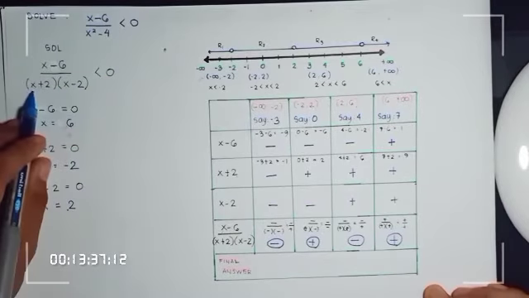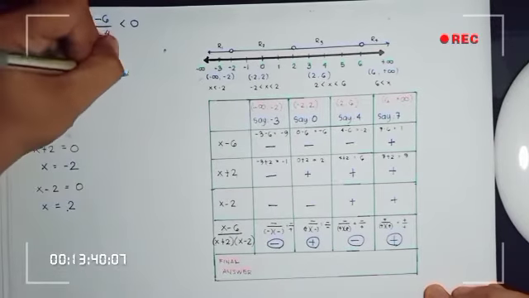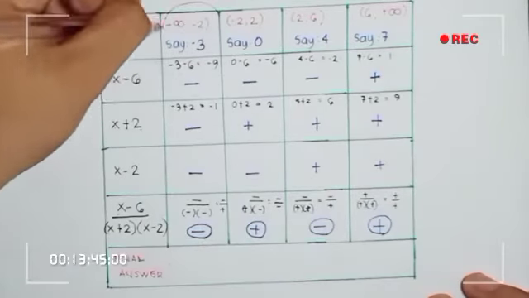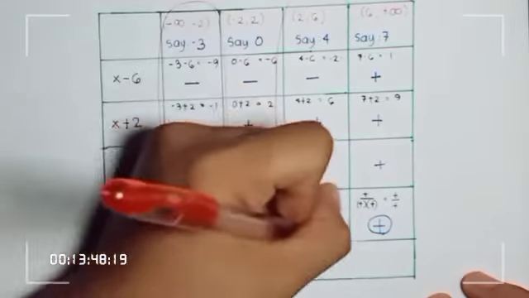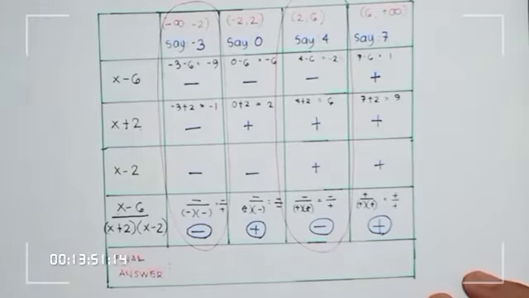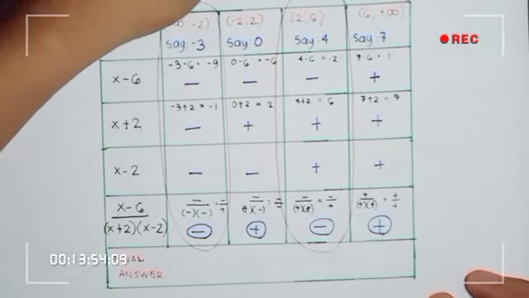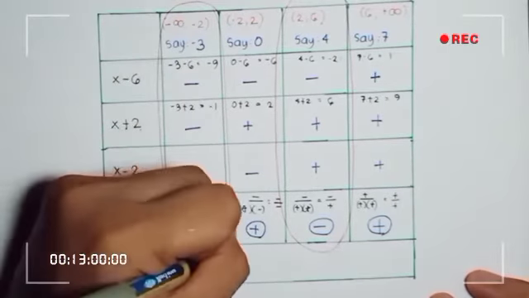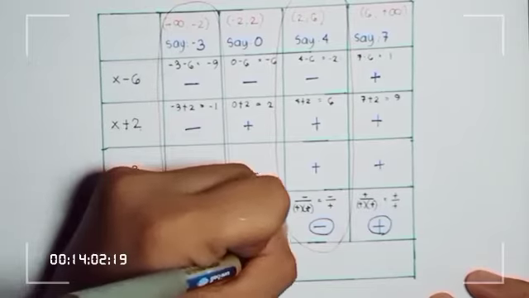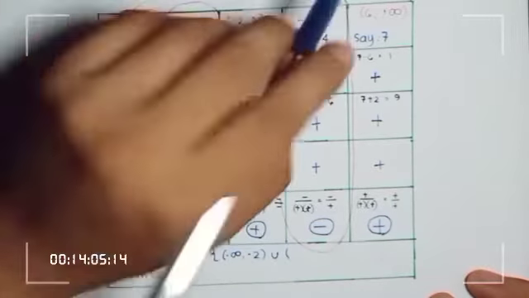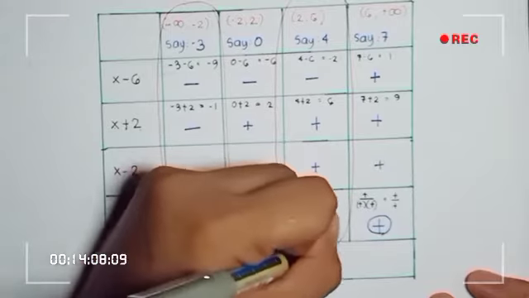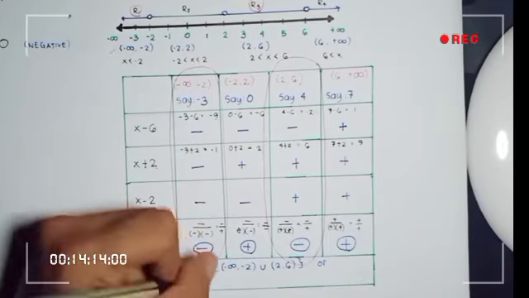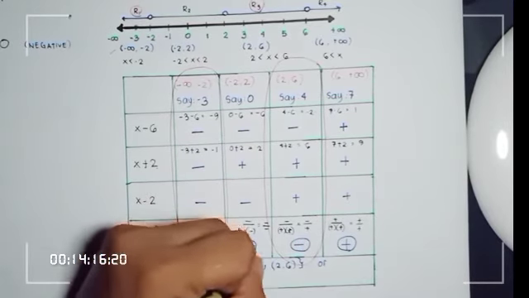Again, going back to the inequality, we have used less than. The numbers that are less than 0 are the negative numbers. Therefore, we are going to choose the regions that resulted in negative. So we have the answer. X equals the interval from negative infinity to negative 2, union 2 and 6. And for the rule form, by the way, our first answer is in the interval notation.